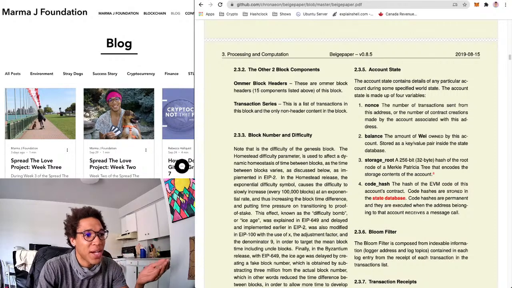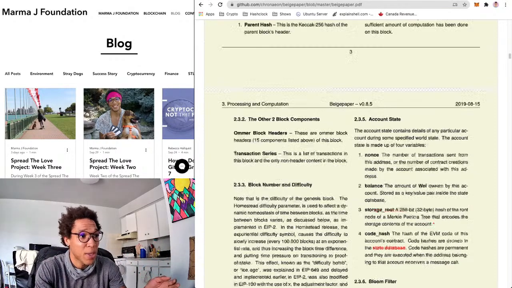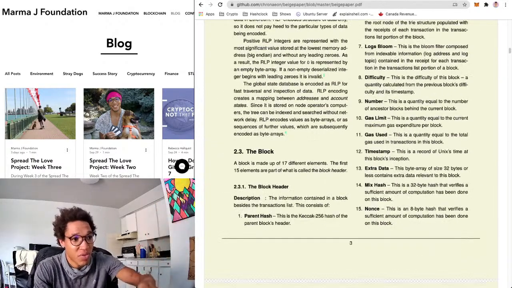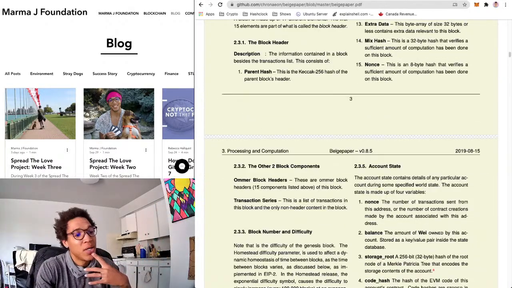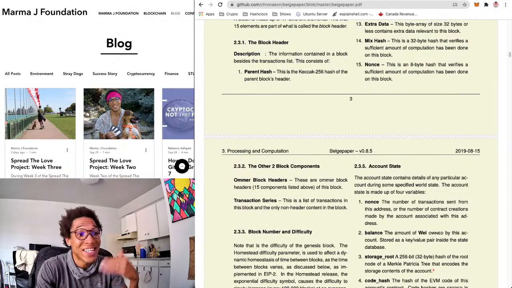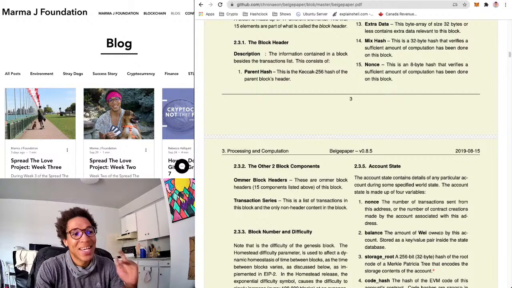And then you have the Ommer block headers. These are the Ommer block headers, 15 components listed above of this block. So you have the block headers of all these things all in one component. And then you have the transaction series. This is a list of transactions in this block.